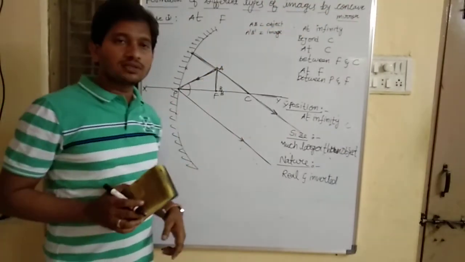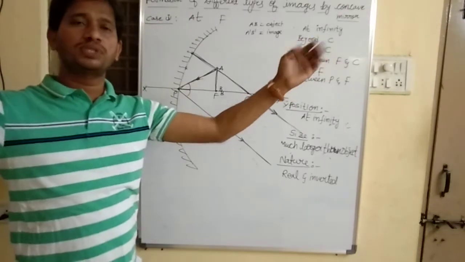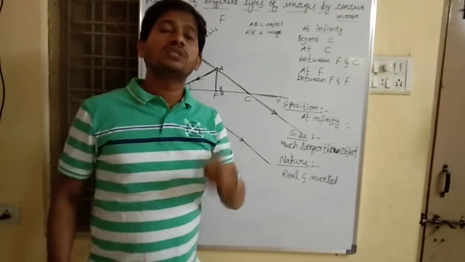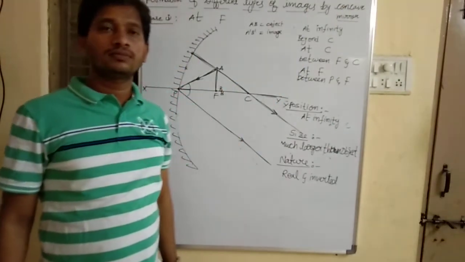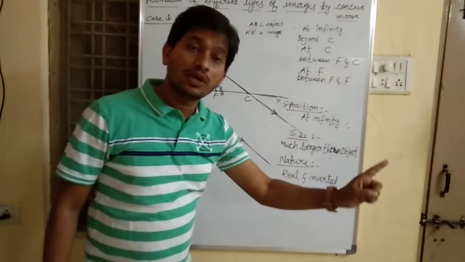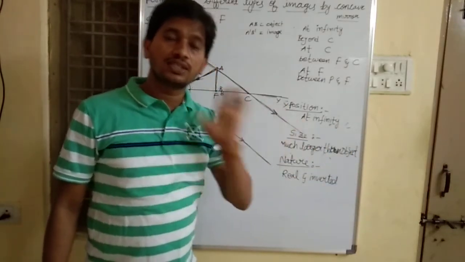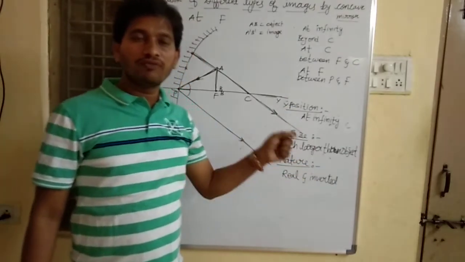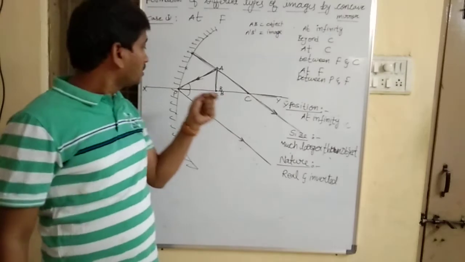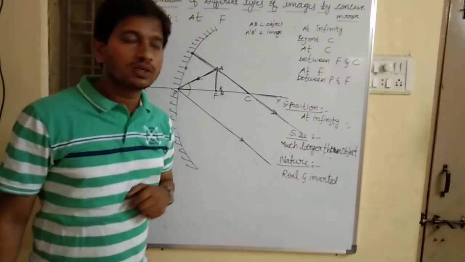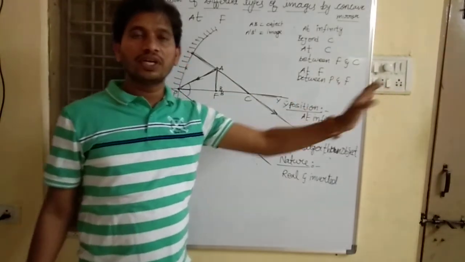Now what about the size? It is much larger than the object, because the object is this much only. Somewhere we will get an image which is much larger than the object. But the image is forming in front of the mirror only, which is a real image. Okay? Those are the characteristics of an image when we place an object at focus. Where do we get the image? We will get the image at infinity.